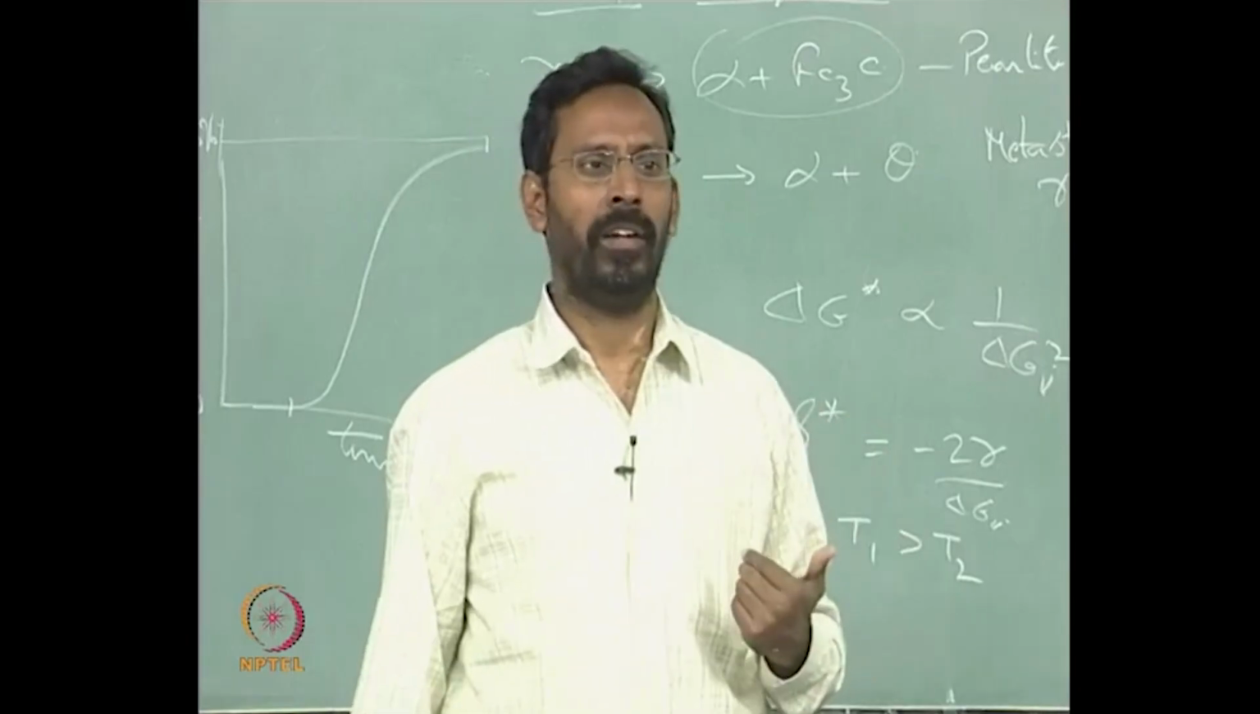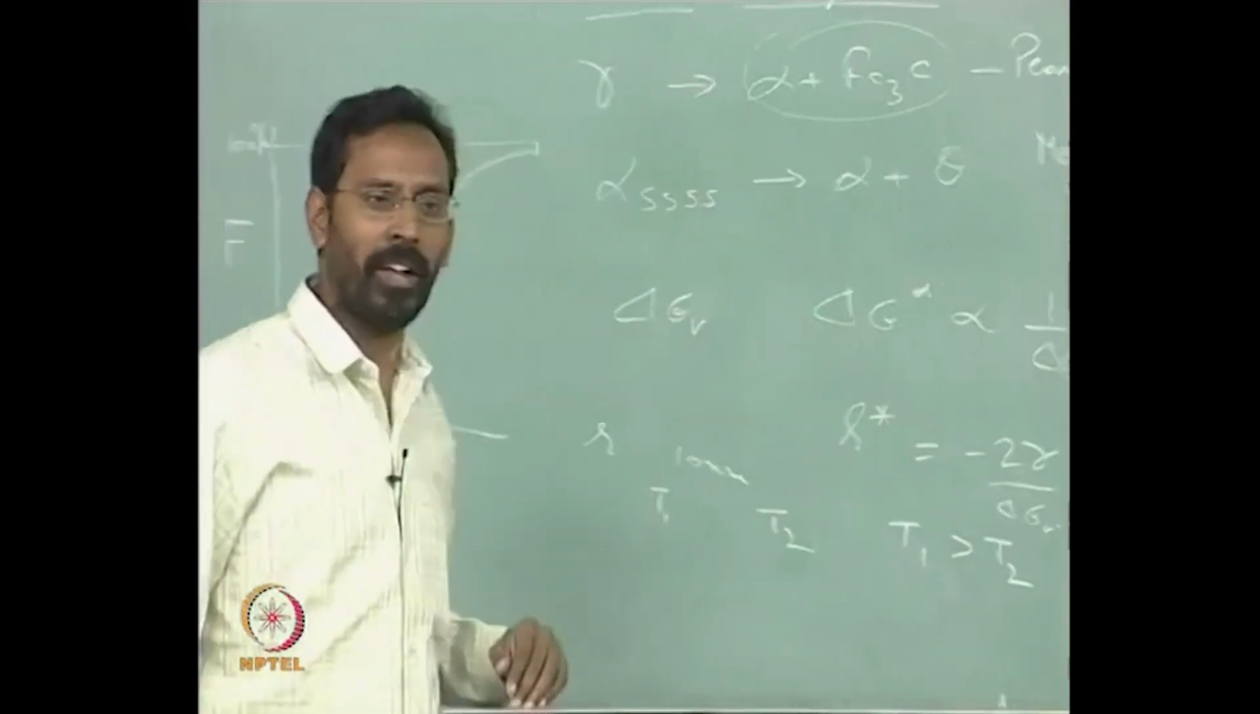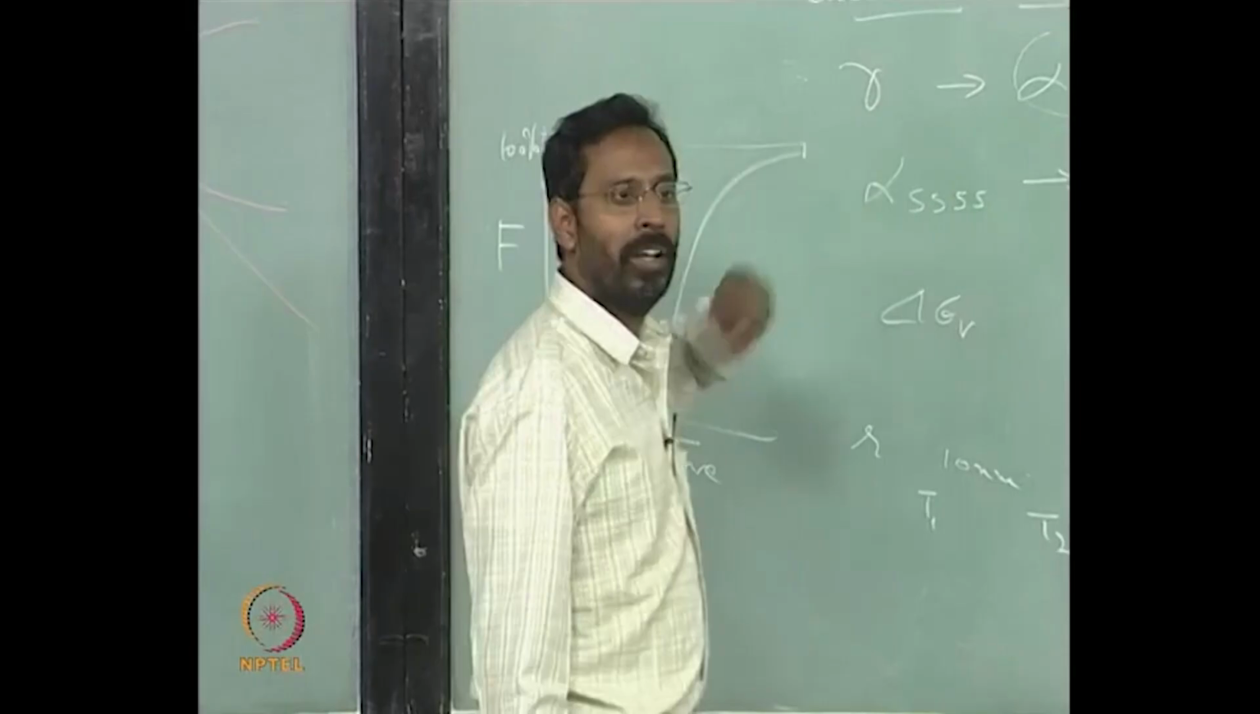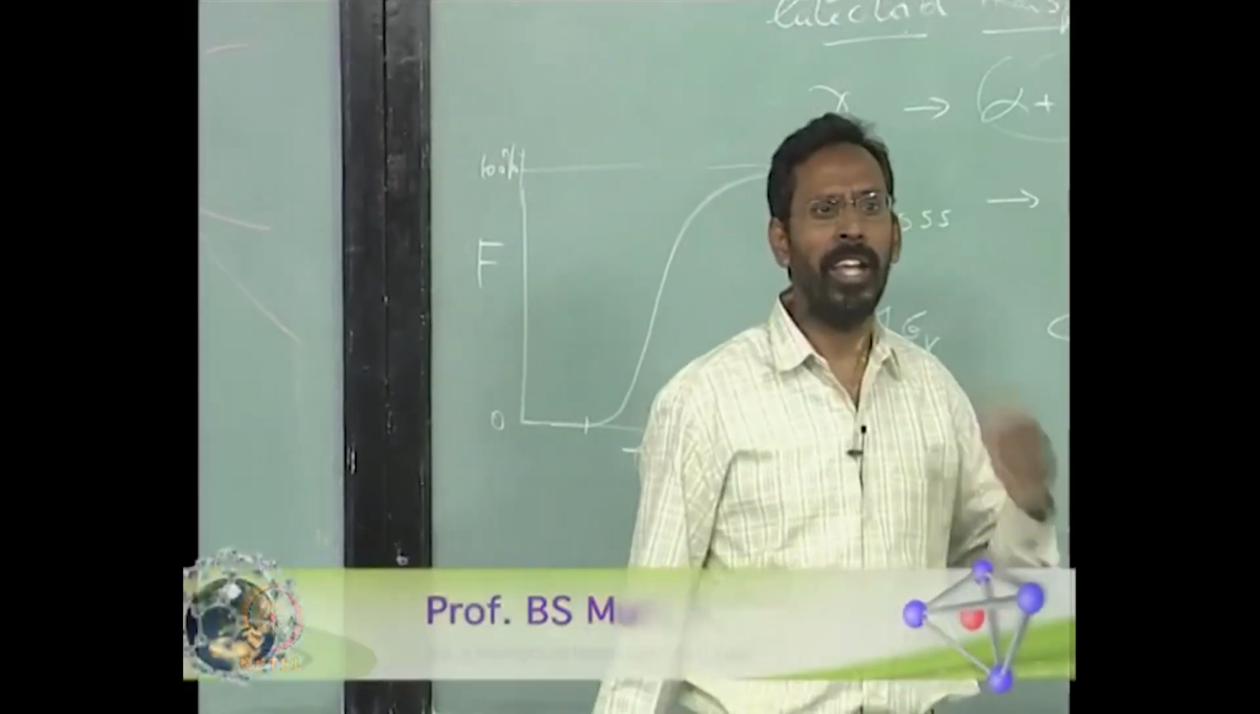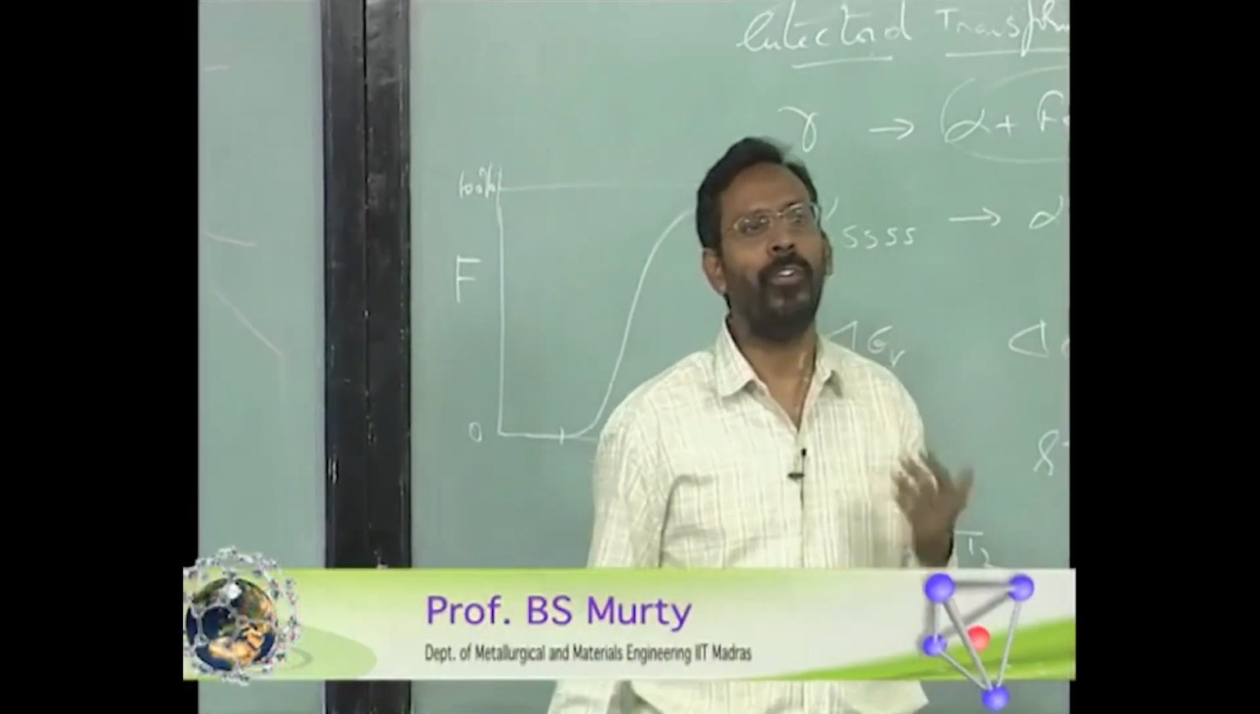That R star could be even a few nanometers, but even then for it to form, the atomic movement is so sluggish. But in this particular case of gamma to Fe3C, here when you talk of diffusion, diffusion of what?